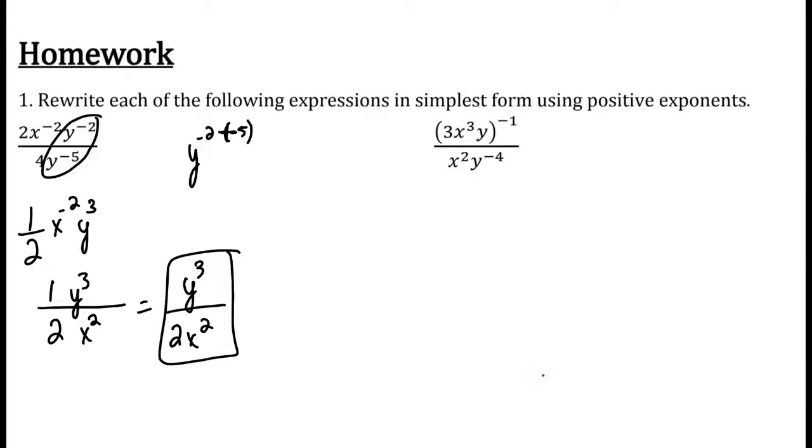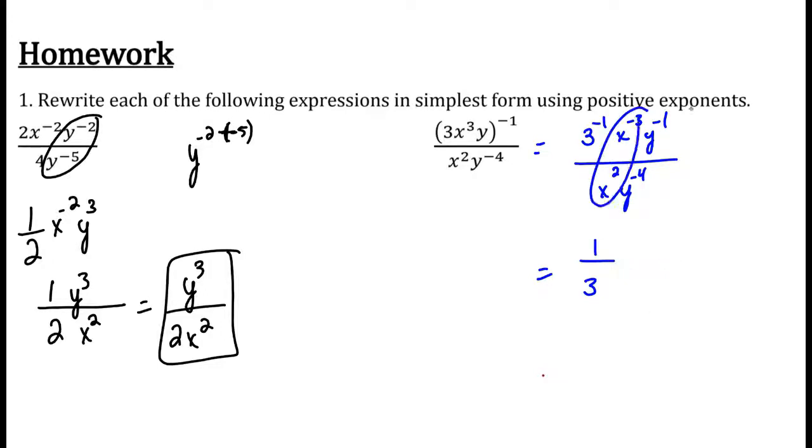3x cubed y all to the negative 1 over x squared y to the negative fourth. So I've got that negative 1 exponent that everyone inside this set of parentheses needs. So I've got a 3 to the negative 1. When I have a power to a power, I multiply: x to the negative 3, y to the negative 1, over x squared y to the negative fourth. So that 3 to the negative 1 ends up in the denominator. I've got x to the negative 3 over, and that 3 is really like a 1/3. I'm going to leave it like that for now.